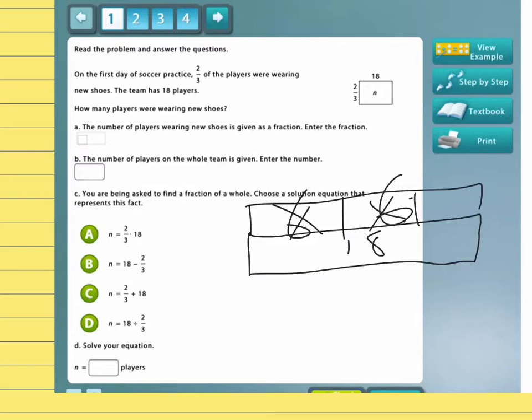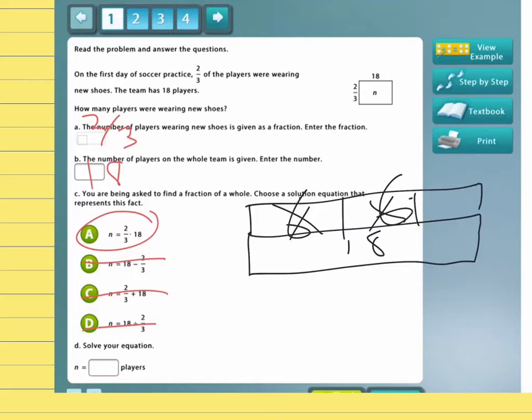They're walking us through this step by step. The number of players wearing shoes is a fraction, and that's 2/3 here. The number of players on the team is 18, so it is 2/3 of 18. That would work there as a solution equation. This would not work. They're not addition and subtraction, and you're not dividing 18 by 2/3. You're doing 2/3 of 18, so that doesn't work.